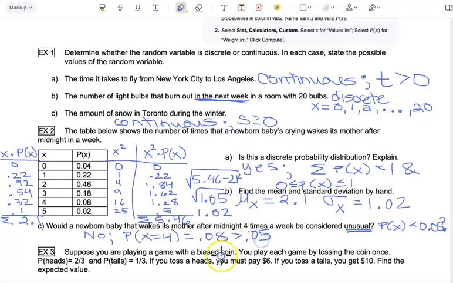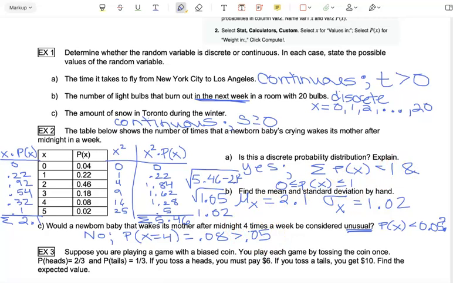Now, along these lines, make sure you read the questions carefully, because it might say 4 or more times, which would obviously mean we would need to add. In this case, the events themselves are mutually exclusive, so we wouldn't have an and situation. But make sure you read carefully to know which probability it's asking about.